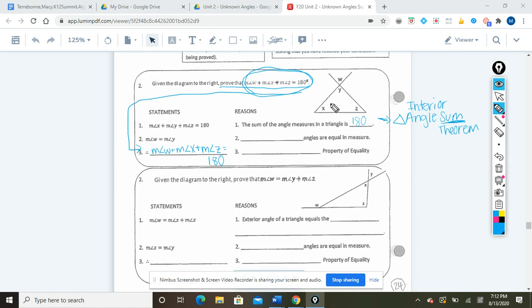Okay? The measure of W is equal to the measure of Y. What kind of angles are those? Vertical. The vertical angles are equal in measure. Then they take these two lines and they do some magic, all right? X is still here. Y is not here, but there is a W and Z.